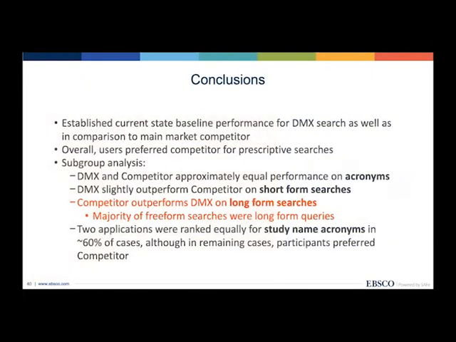And so for conclusions, we established a current state baseline performance for Dynamed search, as well as in comparison to the main market competitor. Overall, the users preferred the competitor for the prescriptive searches. For the subgroup analyses, Dynamed and the competitor performed approximately equally on the acronyms. Dynamed slightly outperformed the competitor on the short form searches, and the competitor outperformed Dynamed on the long form searches. The majority of the freeform searches were long form queries, and so that lets us know that needs to be an area of focus. The two applications were ranked equally for study name acronyms in approximately 60% of the cases, although in the remaining cases, participants preferred the competitor.